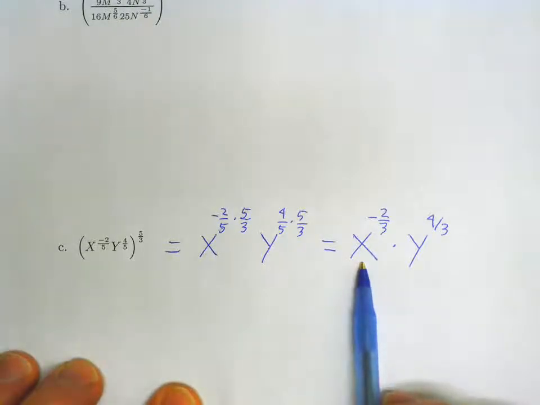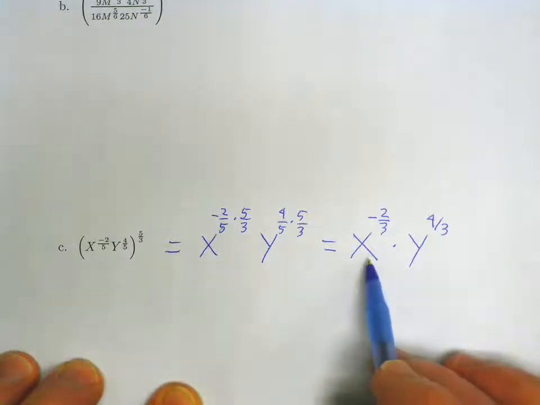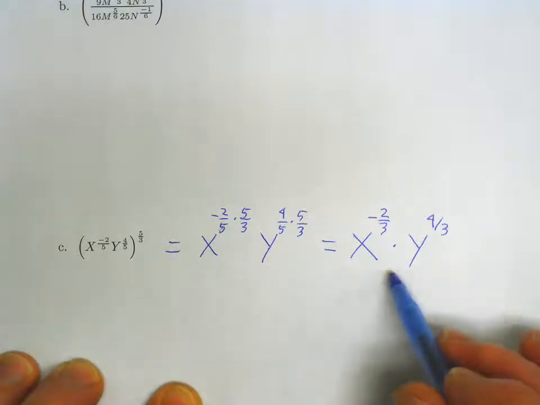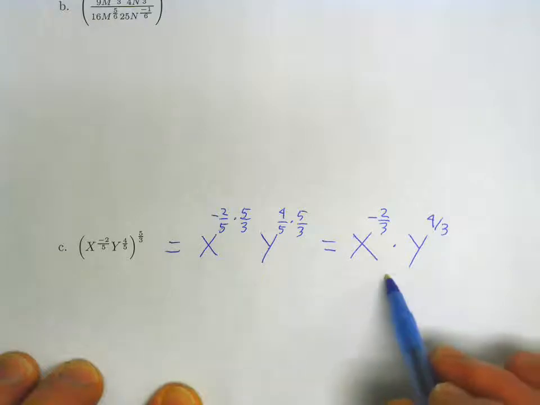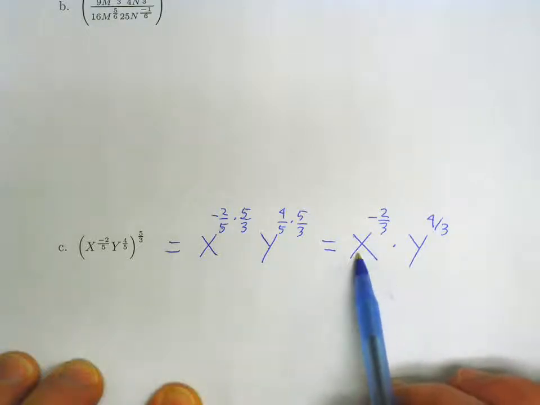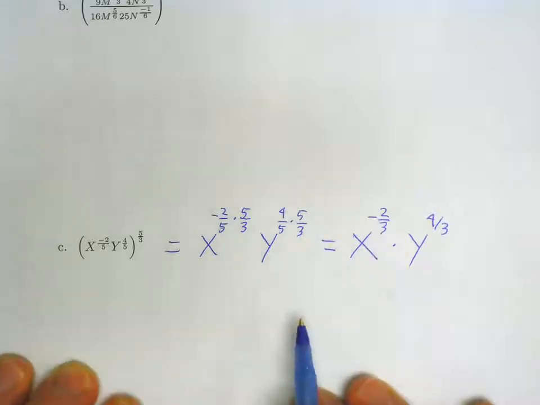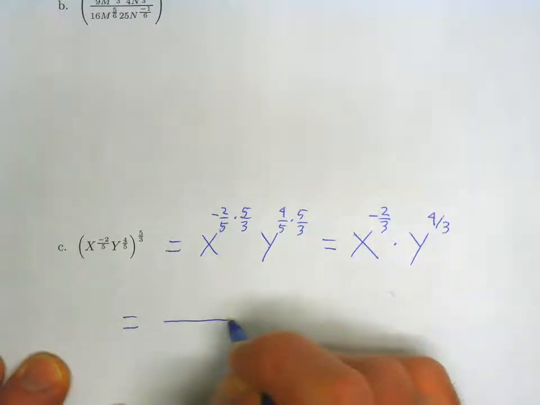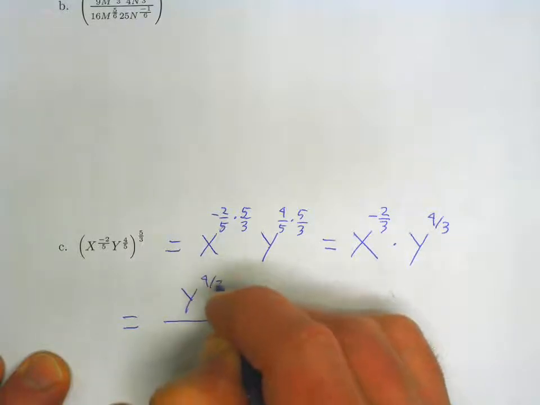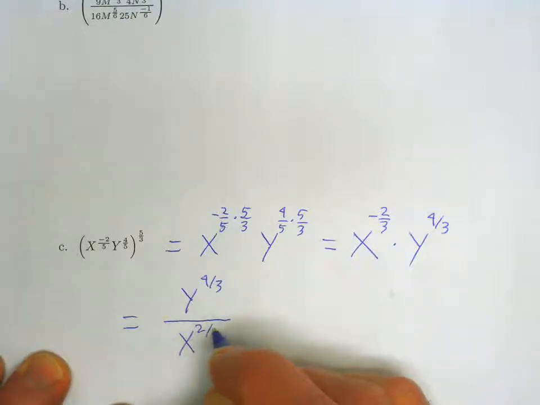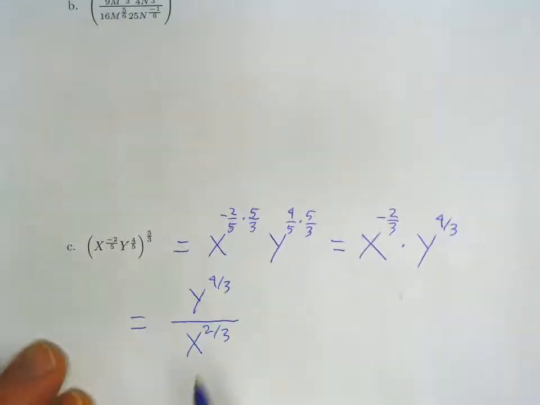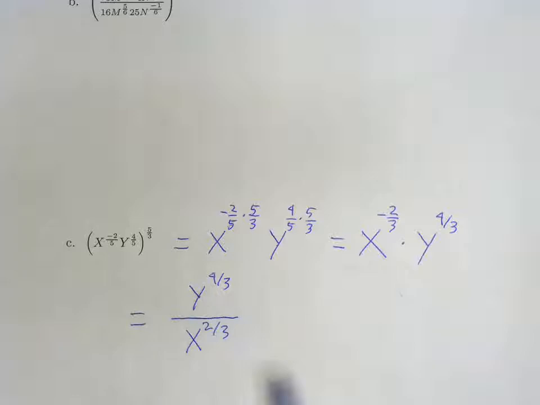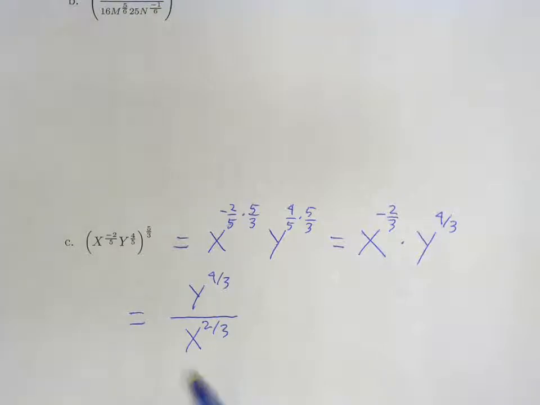X to the negative 2/3 in the numerator, you don't have to write it as over 1, but that's what you could write. And so at the moment, x to the negative 2/3 is in the numerator. That's equivalent to having x to the positive 2/3 in the denominator. So y to the 4/3 stays in the numerator, and we put x to the 2/3 in the denominator. And as I mentioned, our final answer should not have any negative exponents. So this is the final answer on this one.